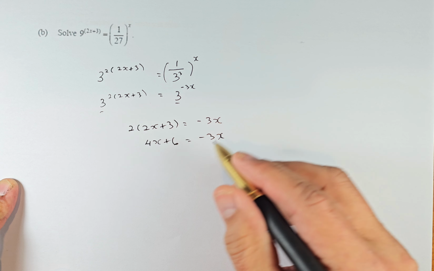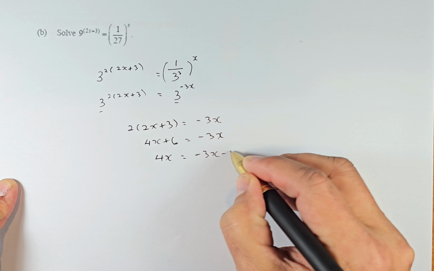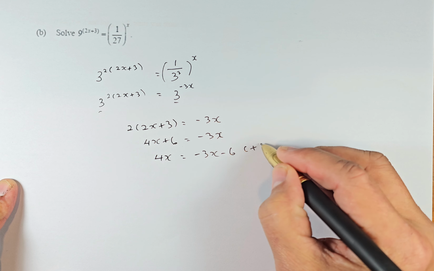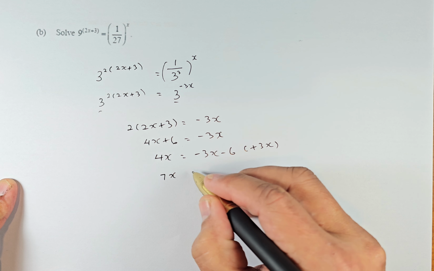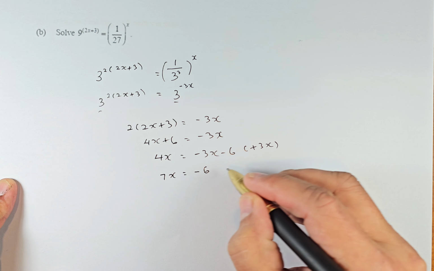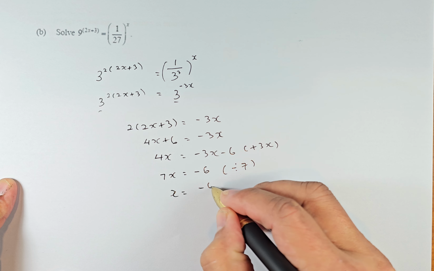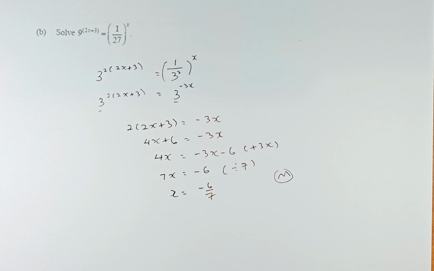Now we're going to minus 6 on both sides. So 4x equals minus 3x minus 6. And last but not least, we're going to add 3x on both sides. So it's going to be 7x. The minus 3x plus 3x cancel out, and we have minus 6. And of course, the last step, you divide by 7. x equals minus 6 over 7, and that is the merit in this paper.